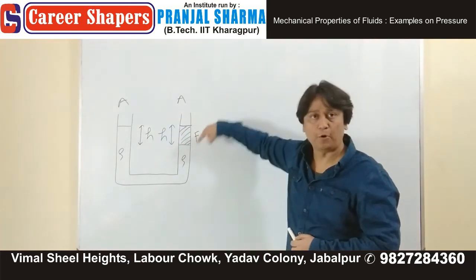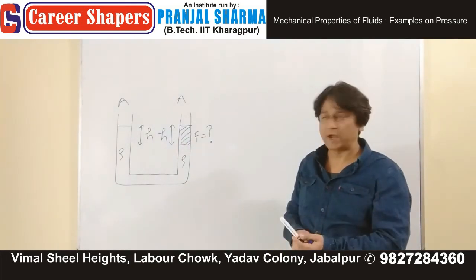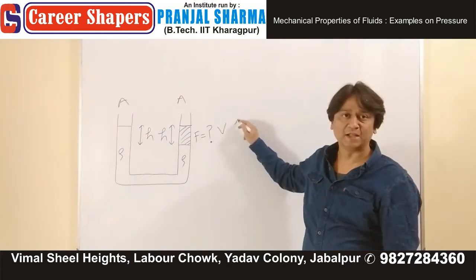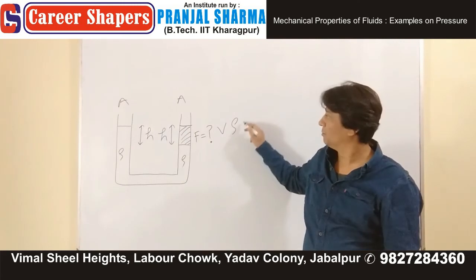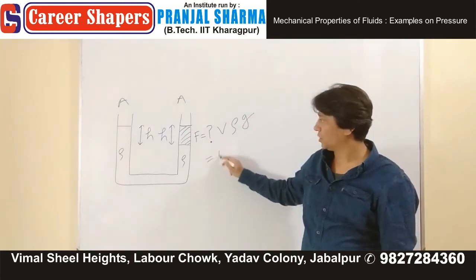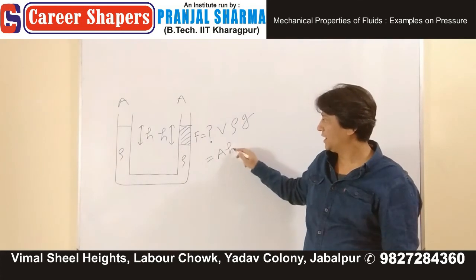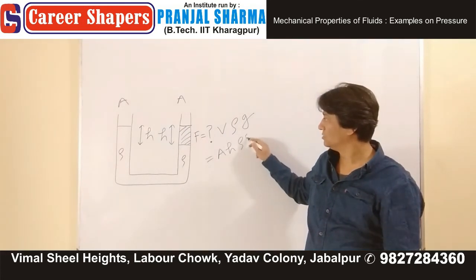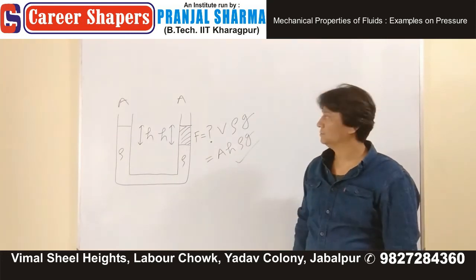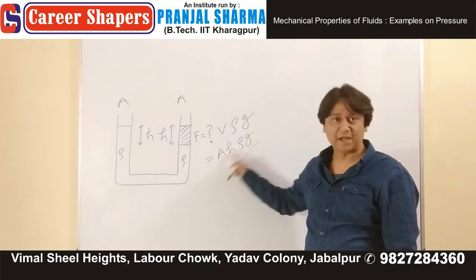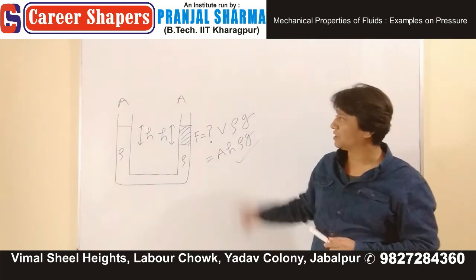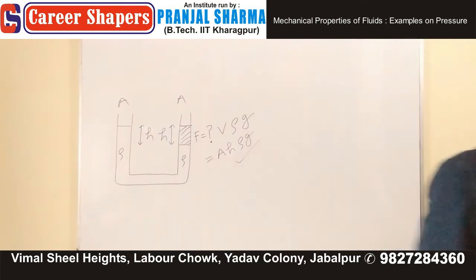this blue portion. Now how do you find weight? Volume into density is mass, multiplied by g. What is the volume? Cross-sectional area A, height h, so the answer is A h rho g. In 10 seconds you can answer this. If you understand this shortcut, then write down yes.